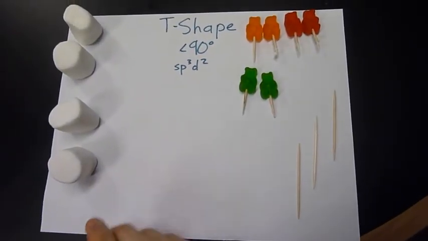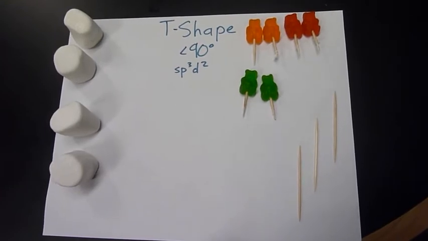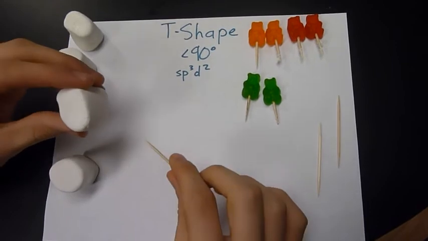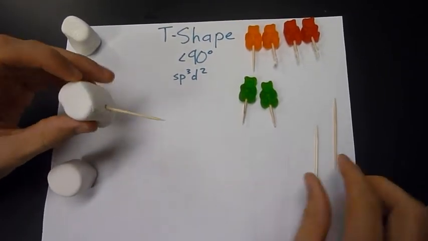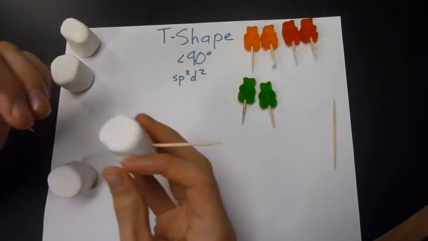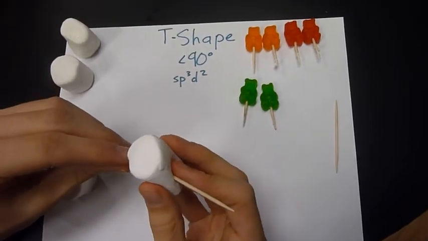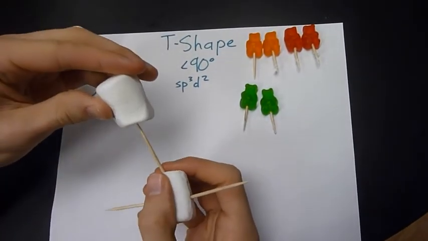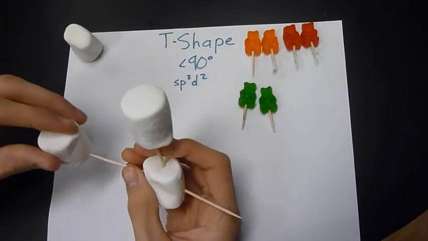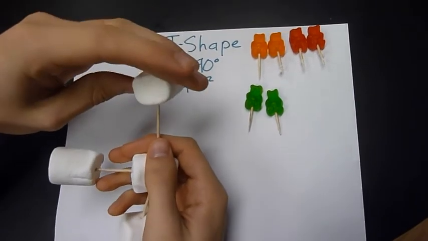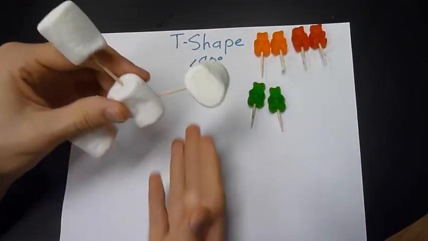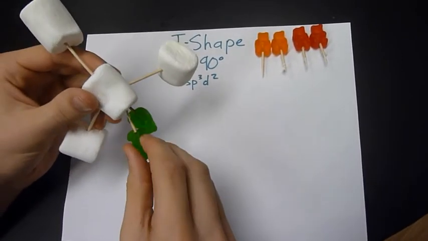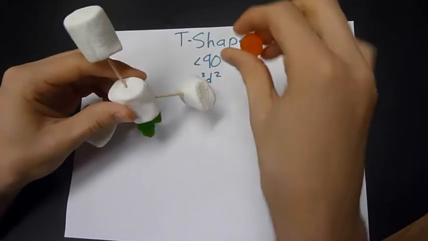Here we have the T-shape with the hybridization sp3d2. Has a central atom, 3 bonds, and 3 lone pairs. Bond angles are a little less than 90 degrees. And the lone pair goes on the bottom and on the sides.